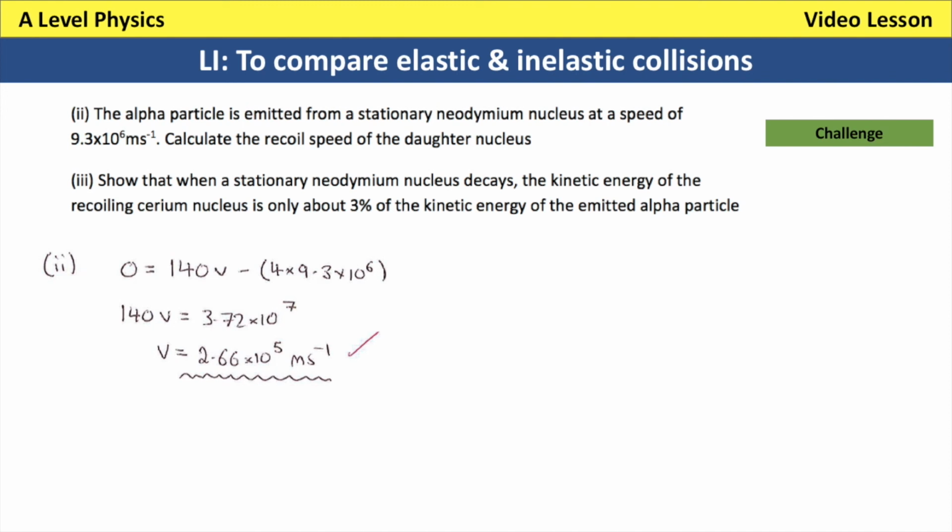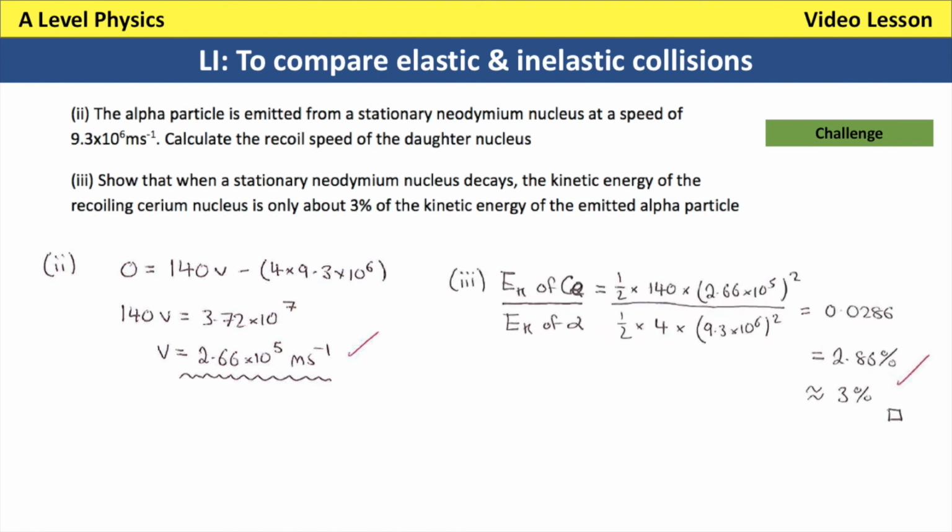Then for part 3, show that when a stationary neodymium nucleus decays, the kinetic energy of the recoiling cerium nucleus is only 3% of the kinetic energy of the emitted alpha particle. So, again, we'd work out the kinetic energies of each one, and again, I'm making this simplification regarding the mass of the cerium nucleus and the mass of the alpha particle. So the mass of the cerium nucleus is 140, but that should technically be multiplied by the mass of a proton, but then on the bottom of this ratio you would have 4 times the mass of a proton again, so they will cancel out with each other.